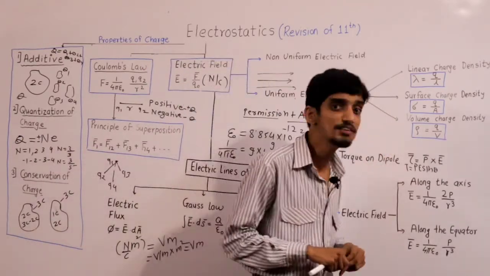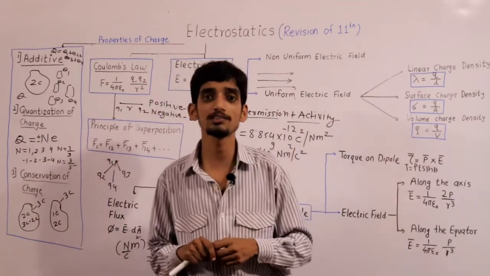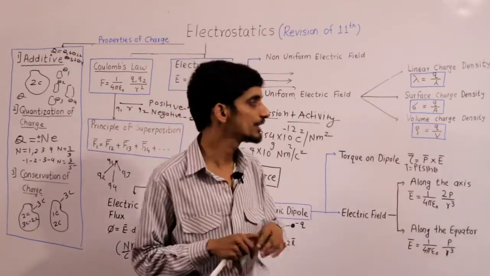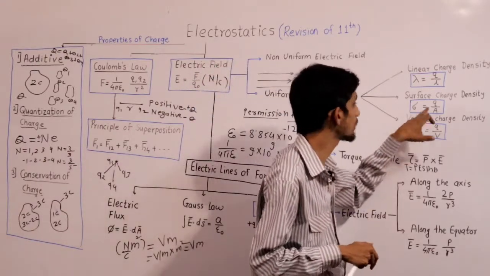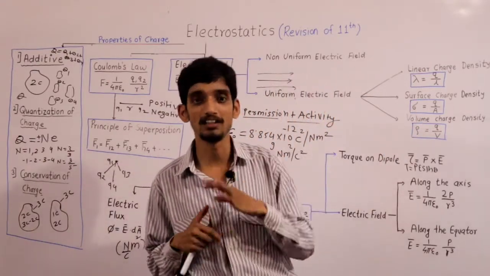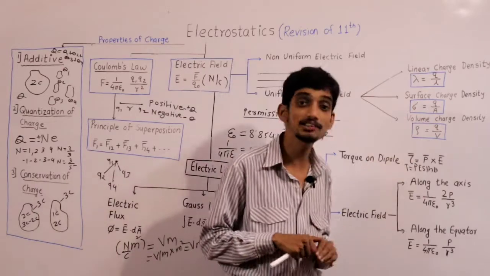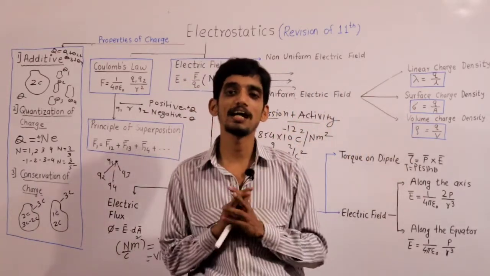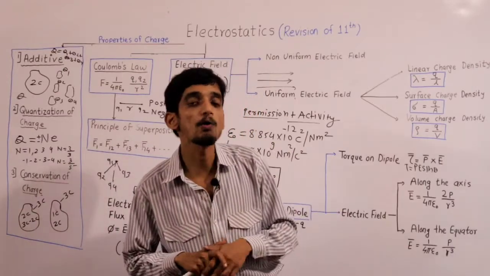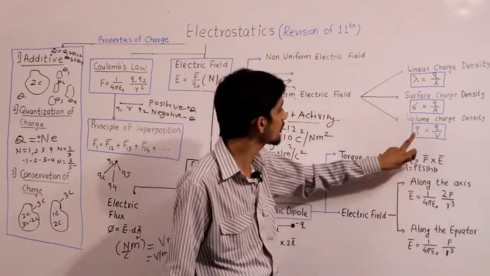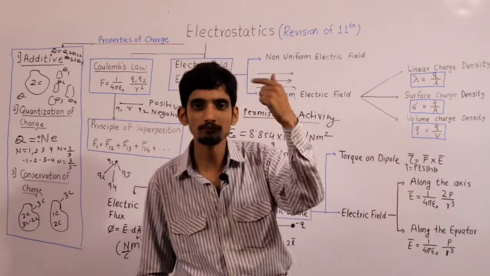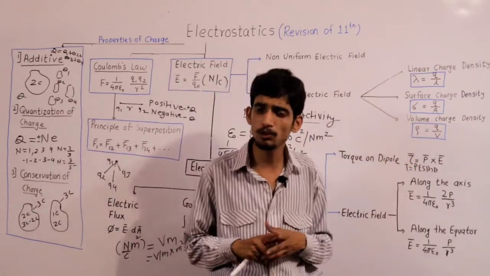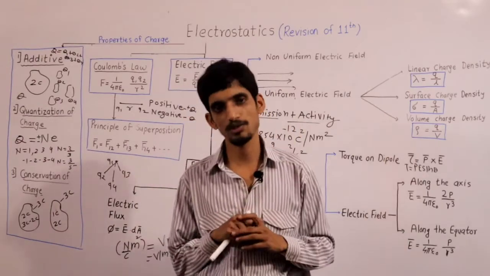Second, if there is a 2D distribution, that is, suppose there is a plain sheet and charge is distributed on that sheet, in that case the surface charge density sigma is Q upon A, where Q is charge and A is area. And suppose there is a cube or sphere and charge is distributed, then how to calculate the total charge? Using rho is equal to Q upon V, where Q is in coulombs and volume is in meter cube, so it is Coulomb per meter cube.